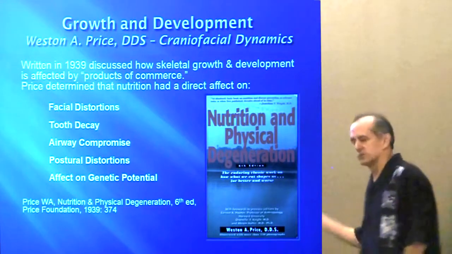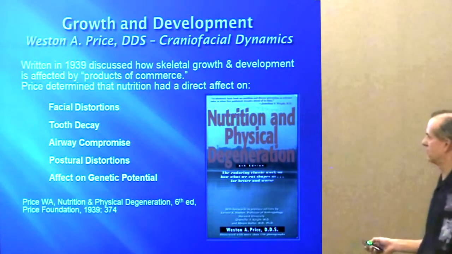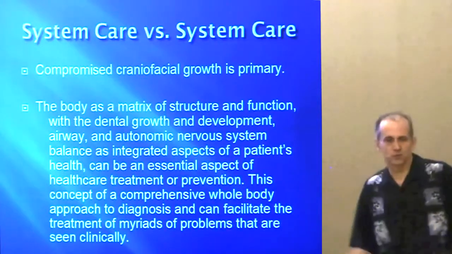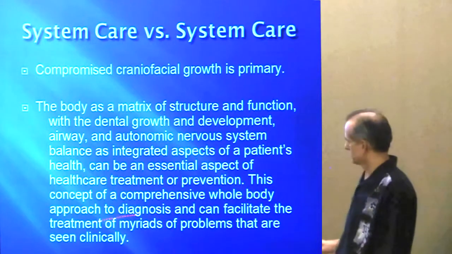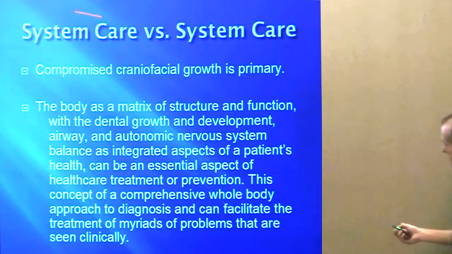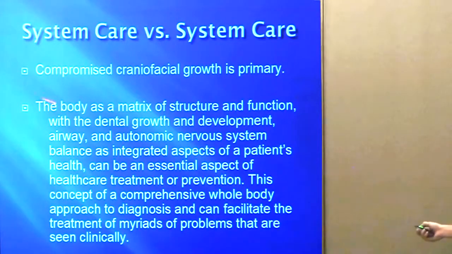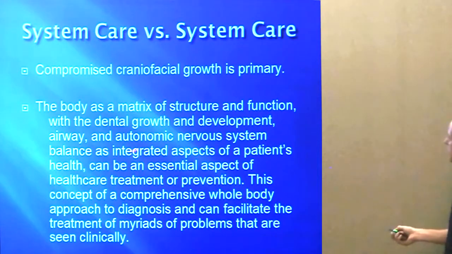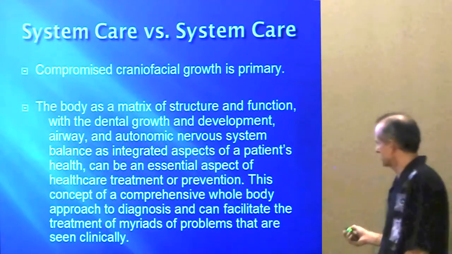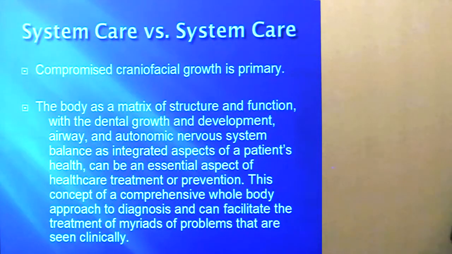Then you have Weston Price, which everyone knows, it's the same thing. Facial distortions, tooth decay, airway compromise from processed food. Meaning that's where it comes from: what sets us up is what we eat, what we feed our kids. So system care versus symptom care. I did symptom care. So it's a matrix of structure and function, the dental growth and development, airway, autonomic nervous system balance, and integration, so that you're treating the whole system comprehensively.